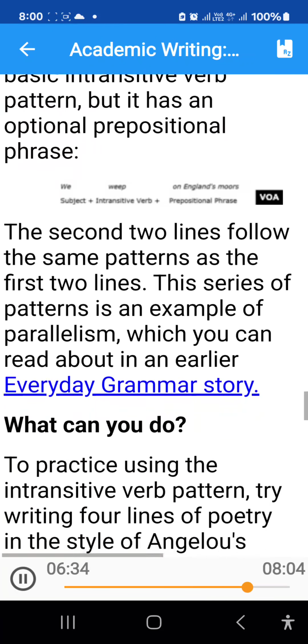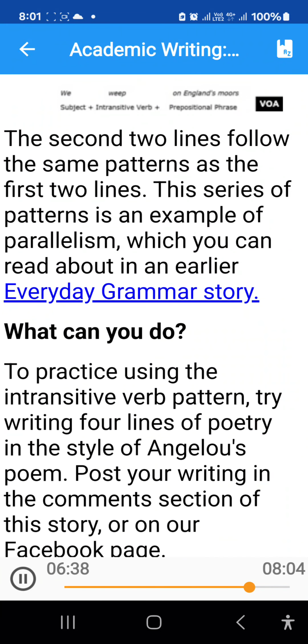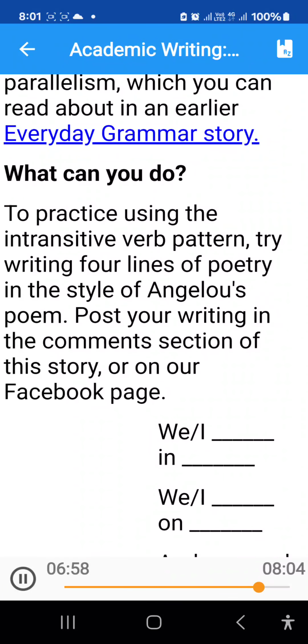We weep on England's moors, or subject plus intransitive verb plus prepositional phrase. The second two lines follow the same patterns as the first two lines. This series of patterns is an example of parallelism, which you can read about in an earlier Everyday Grammar story.